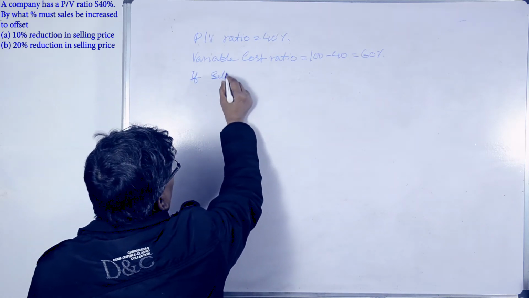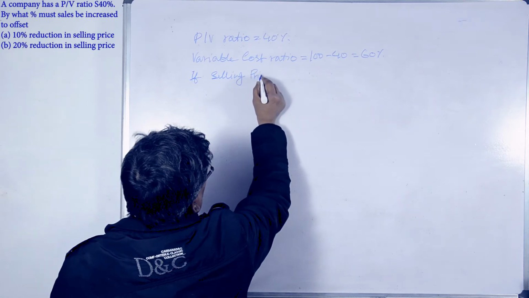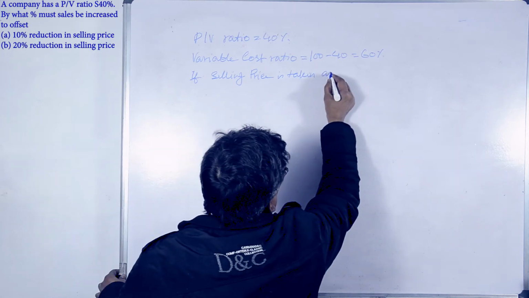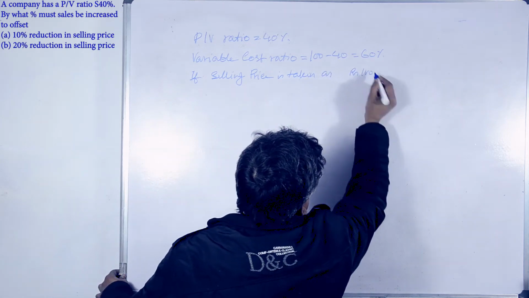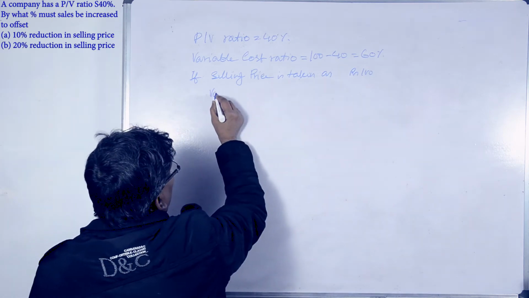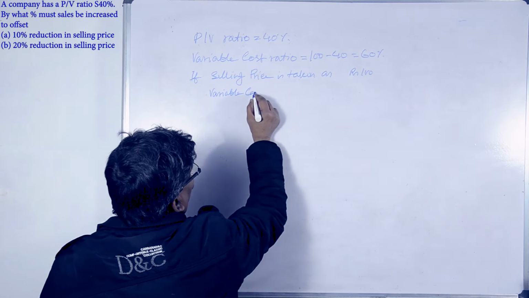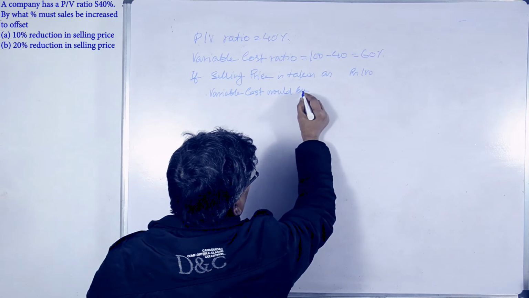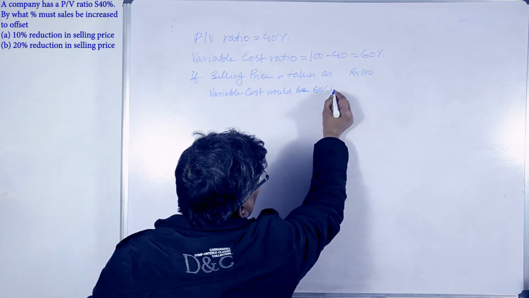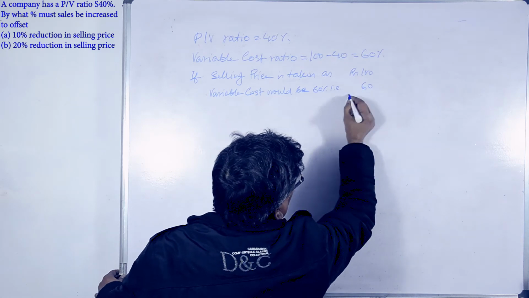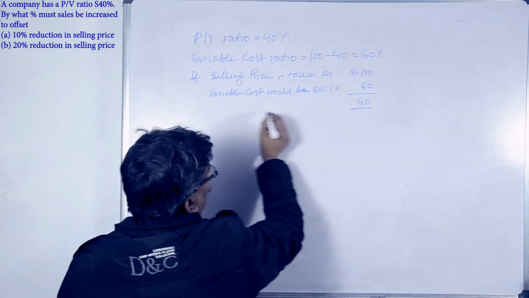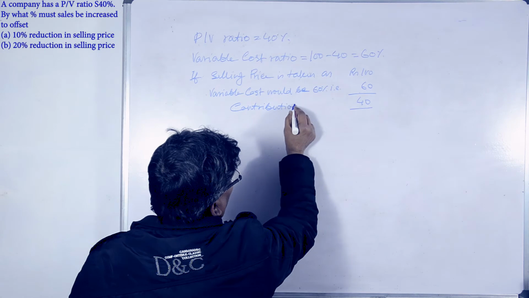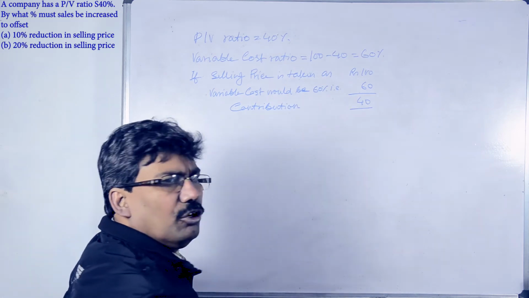If selling price is taken as rupees 100, variable cost would be 60%, that is 60, and sales minus variable cost is contribution. Contribution is coming 40.